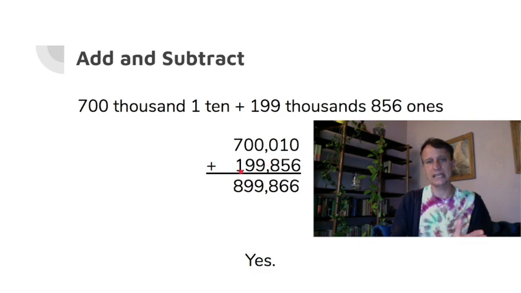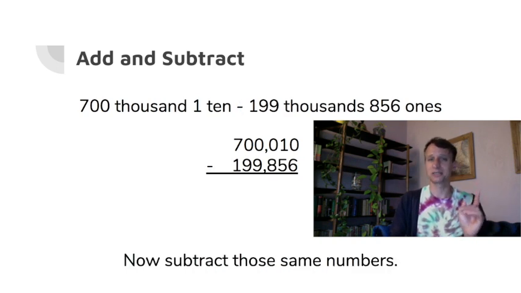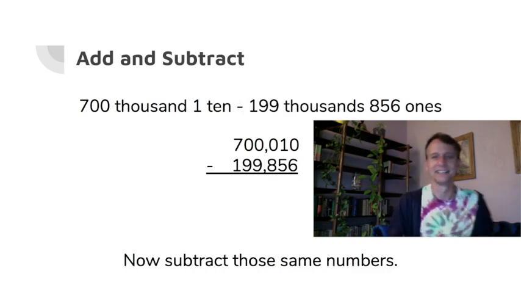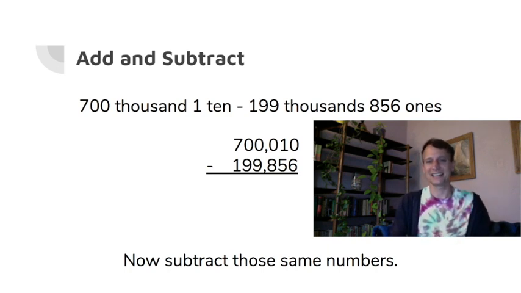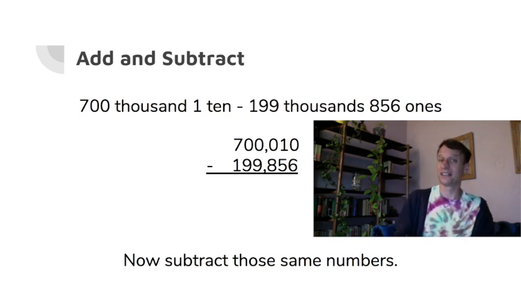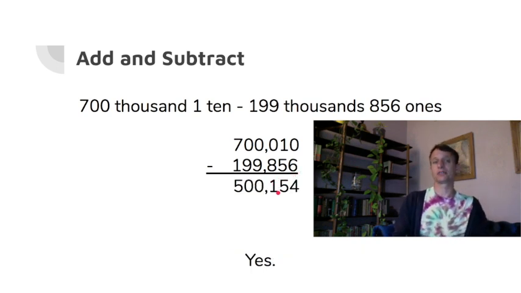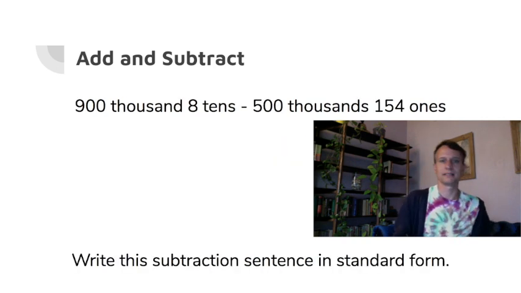And did you get 899,866? Yeah, and you probably got that a little quickly even, because was there any regrouping there? Not a one. Guess what? I got a treat for you. Yeah, now subtract those same numbers. And when you are done with all that heavy-duty regrouping, you should have 500,154. Great.